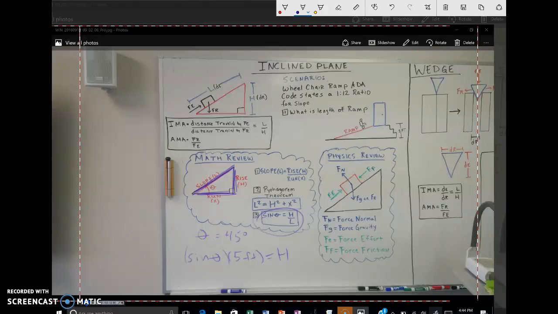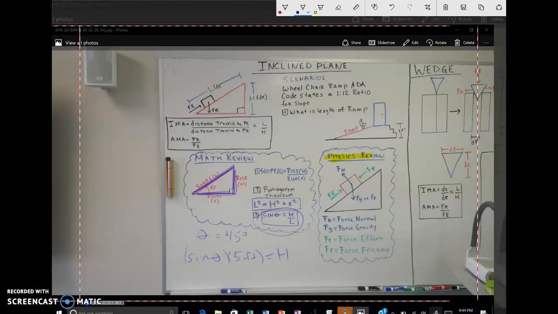So these three equations are important for you to understand, and you should have been introduced to these in algebra or geometry, and we're going to be using them in this class to solve for the unknown values for the inclined plane. Okay, the other thing which may be new to you is going to be the physics review. There are 4 different forces acting upon an object that is being pushed up an inclined plane or even coming down an inclined plane, okay?